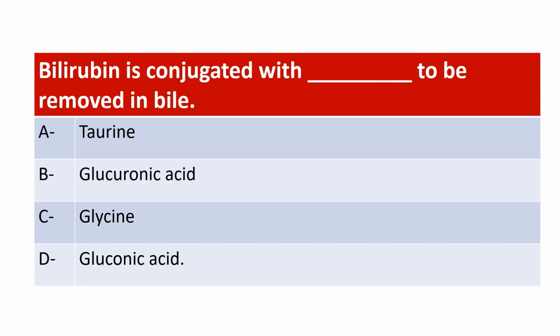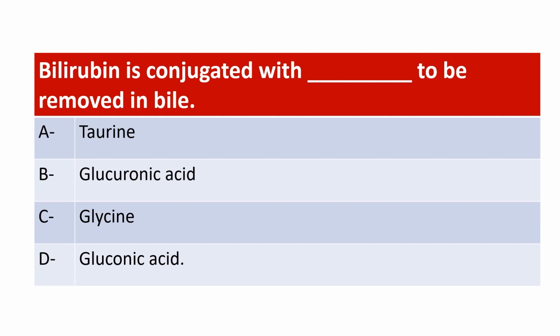And this is the final question of this video. Bilirubin is conjugated with what to be removed in the bile, and this is an essential process done by the hepatobiliary cell, or shortly the liver? Taurine, glucuronic acid, glycine, or gluconic acid. What is your answer, my friend?